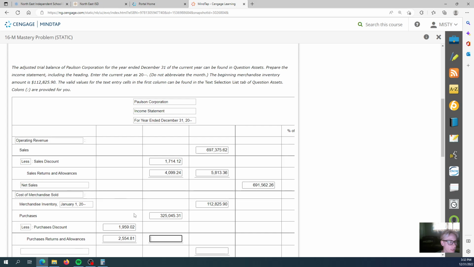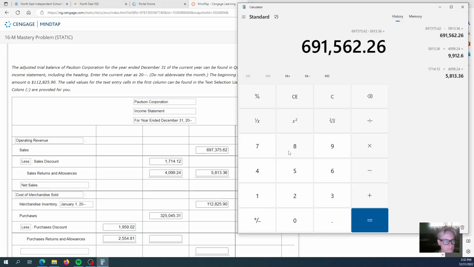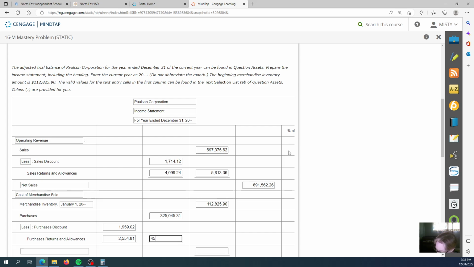Right here, we're going to put this number and this number added together. So let's pull out our calculator. We need to add our purchases discount and our purchases returns and allowance. So we have 1959.02 plus 2554.81. And that gives us 4513.83. Okay. All right. Perfect.